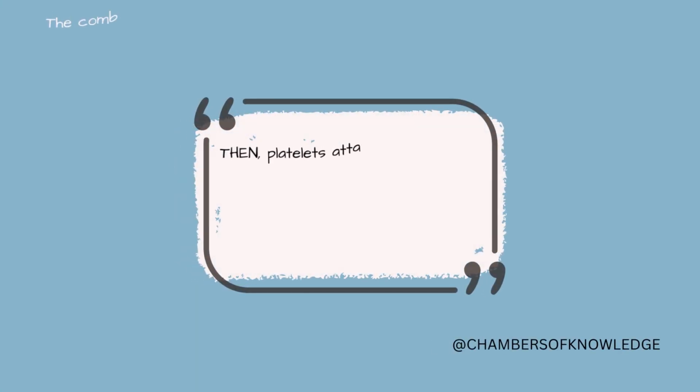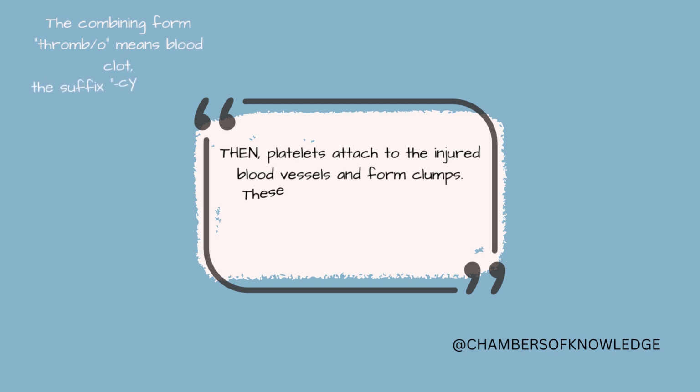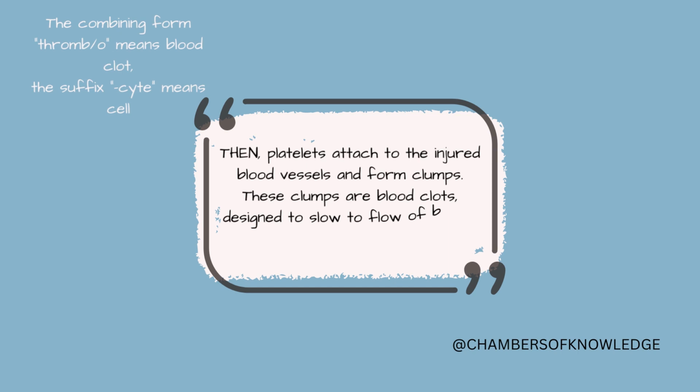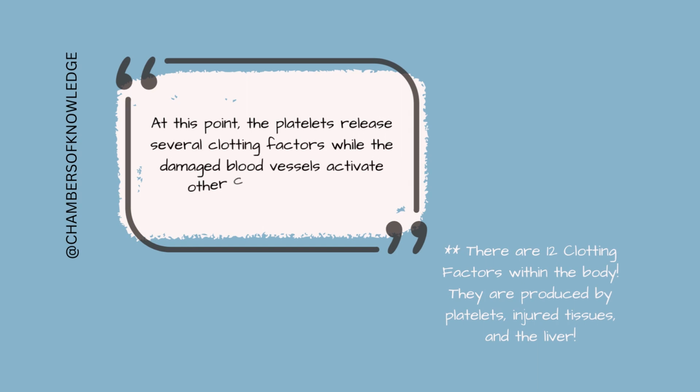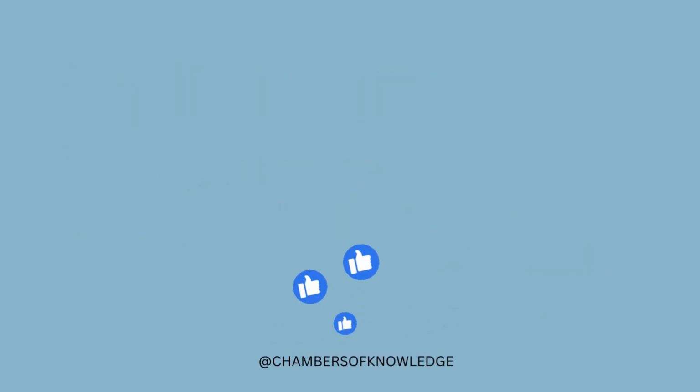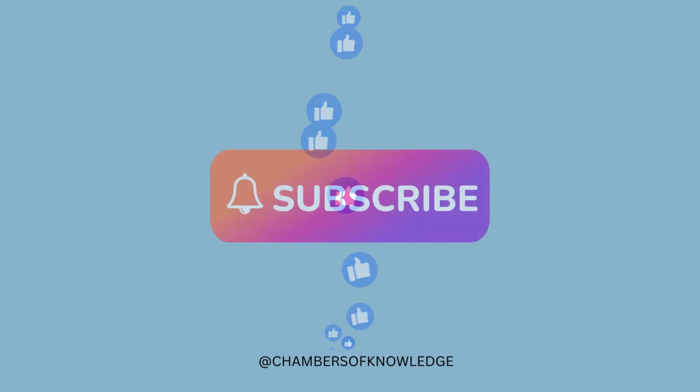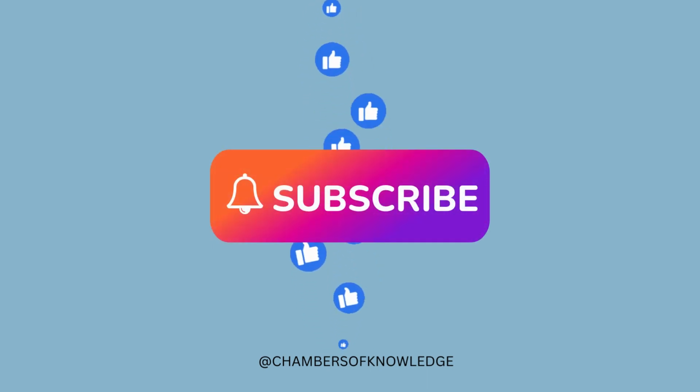So after vasoconstriction takes place, the thrombocytes will rush to the site and attach to the injured blood vessels, and they will form clots. This is what will decrease the flow of blood outside of the vessel. By this point, the thrombocytes have released several clotting factors, while the damaged vessels as well as the liver have released other clotting factors. So clotting factors are one of the formed elements of plasma.